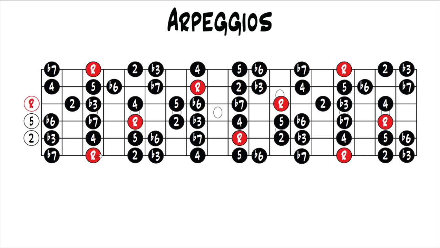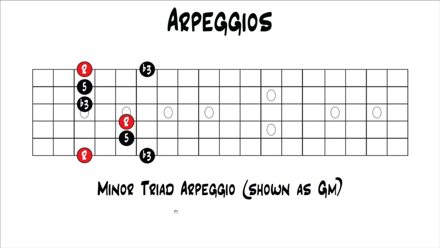So if I was to go root, flat 3, 5, root, flat 3, 5, root, I would end up with a minor triad arpeggio, and this is in G minor because that's where my roots are. And then it would work the same up and down the fretboard, just like I showed you with the major triads. And the two most common types of arpeggios are your triad and your seventh chords.